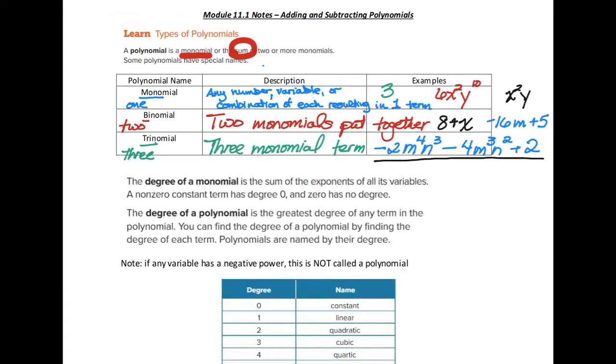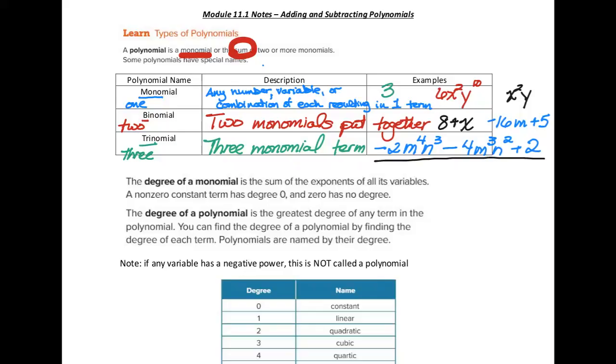Okay. Now, the degree of a monomial is the sum of the exponents of all of the variables, only the variables. Okay? The degree is the sum of the exponents of the variables only. So if I'm looking up above at my monomials, let's find the degree of each of these. When you have a constant, that degree is 0, even though I always say put a 1 on it.